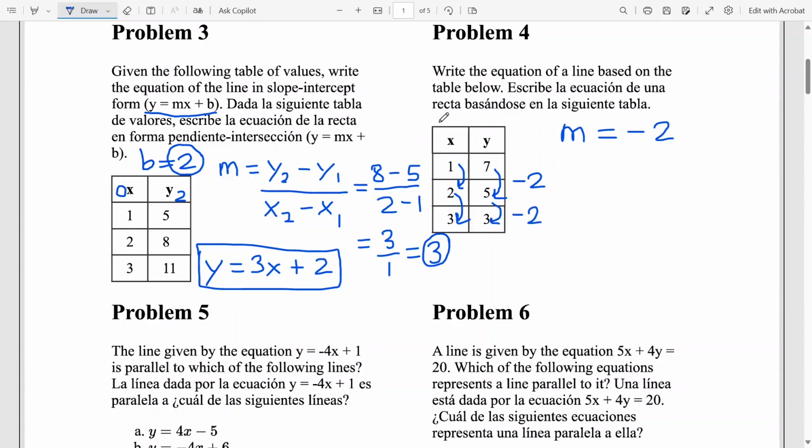And again, we're not given 0. So if we went from 1 to 0, we'd actually go up 2 on y. So where x equals 0, y would be 9. So our y-intercept, our b value, is going to be 9. And again, we're going to use y equals mx plus b. So y equals negative 2x plus 9 is going to be our formula.